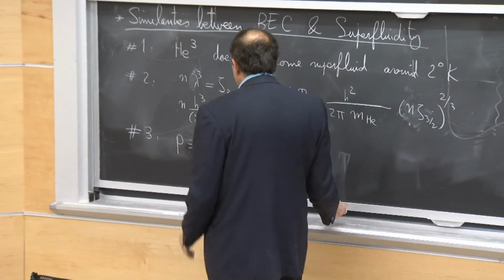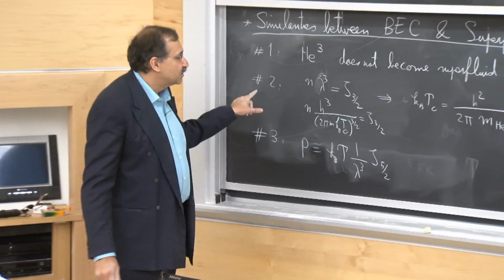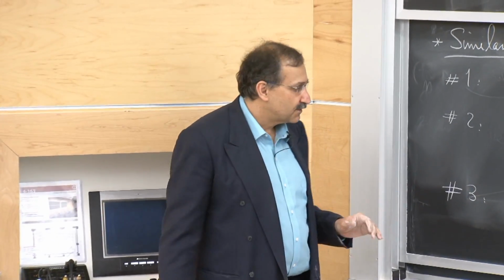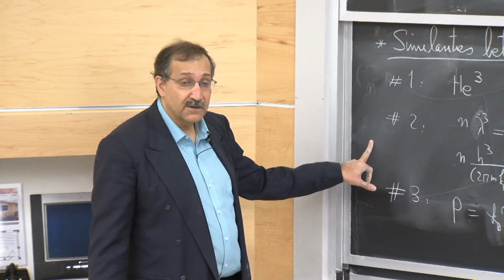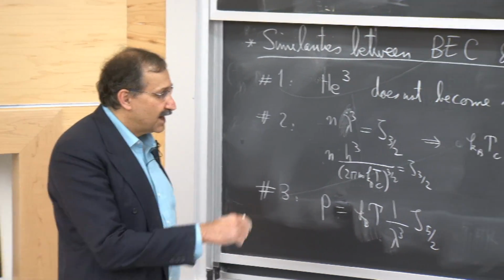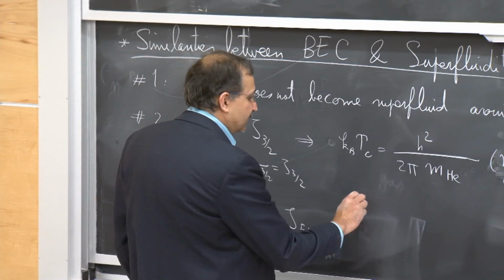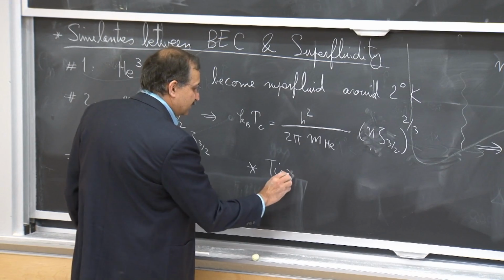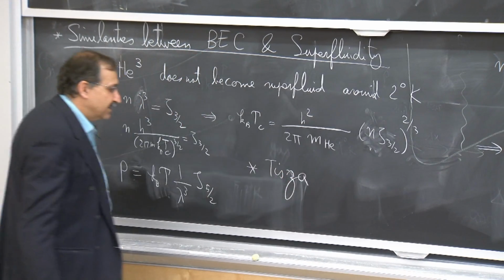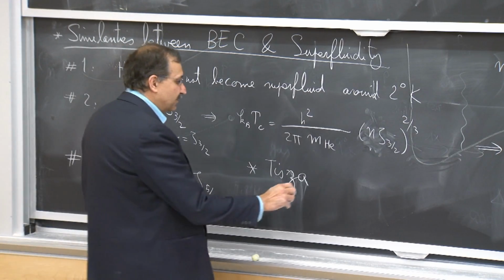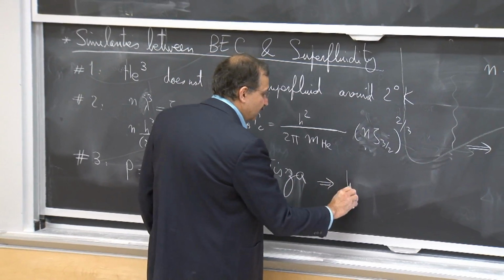I think this number 2 was first noted by Fritz London. Maybe we'll talk about that a bit more next time around. Based on all of these similarities, Laszlo Tisza, who spent many years at MIT after being in Europe, proposed the two-fluid model.